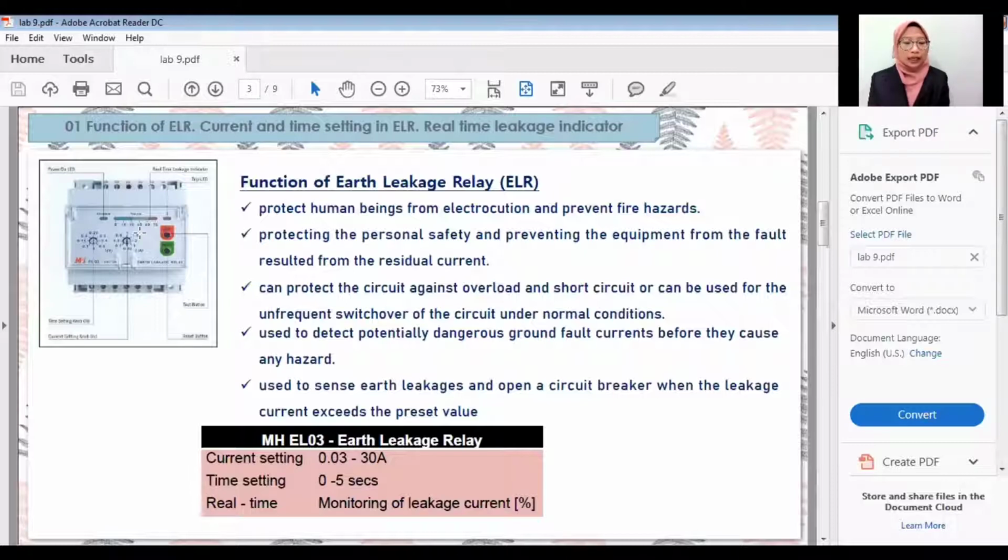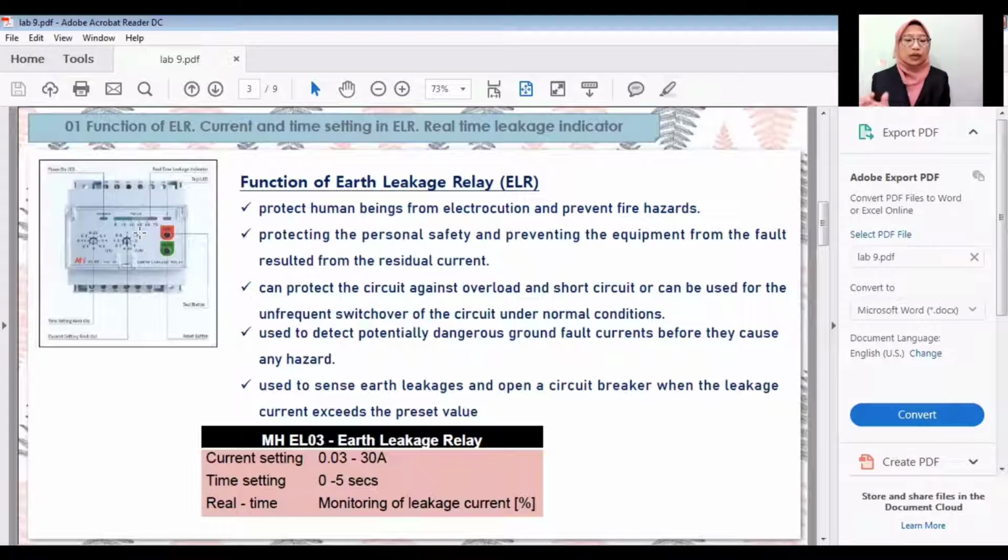Moreover, an earth leakage relay is a device that is used to sense earth leakage and open a circuit breaker when the leakage current exceeds the preset value. It also can protect human beings from electrocution or prevent fire hazards. So, earth leakage relays are used in combination with core balance current transformers, CBCT or zero current transformer.